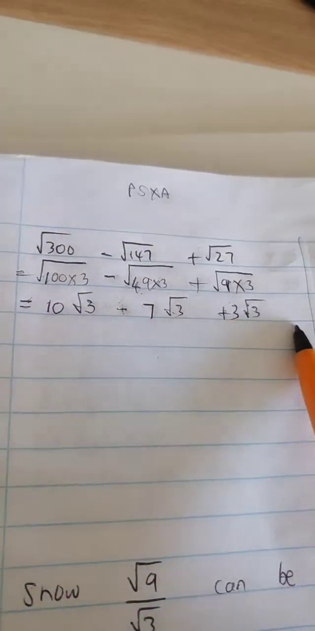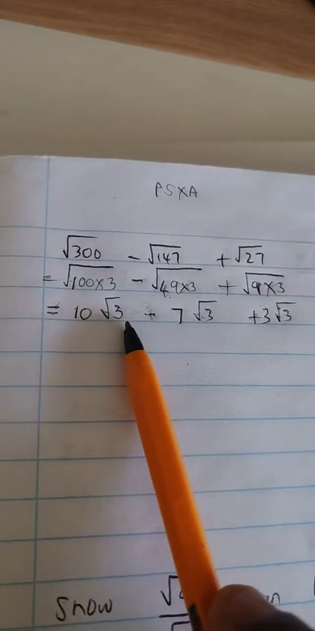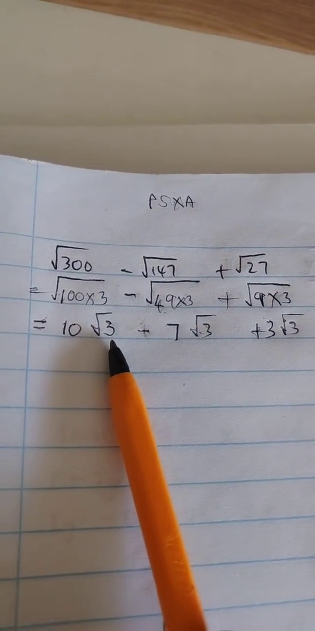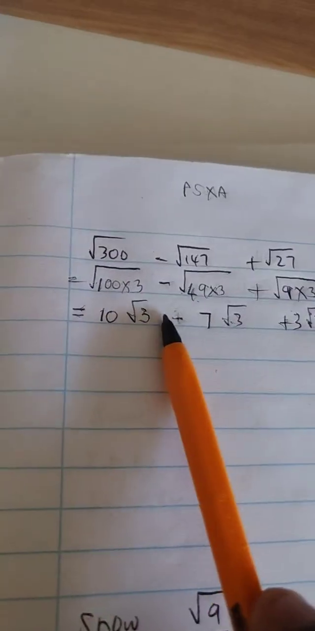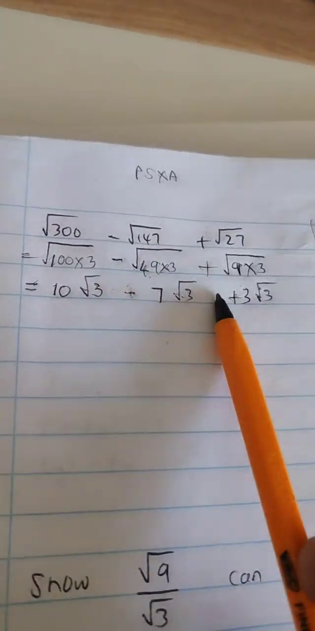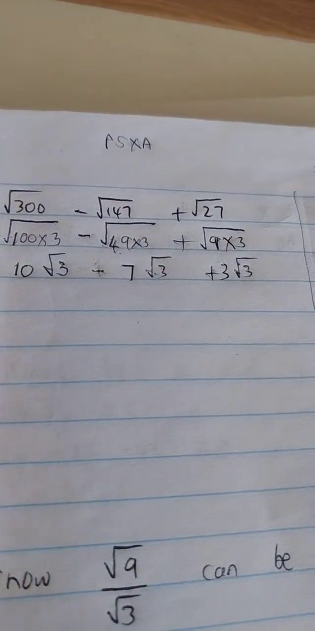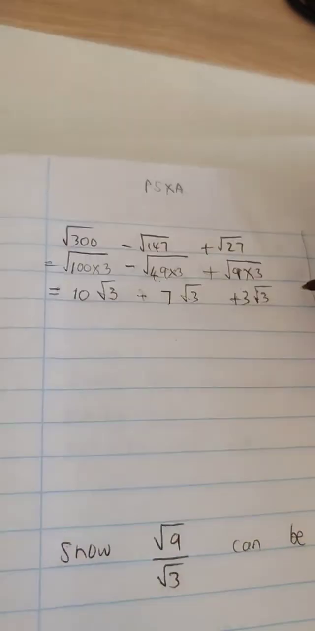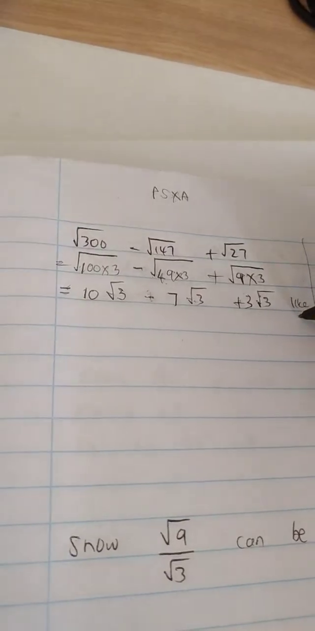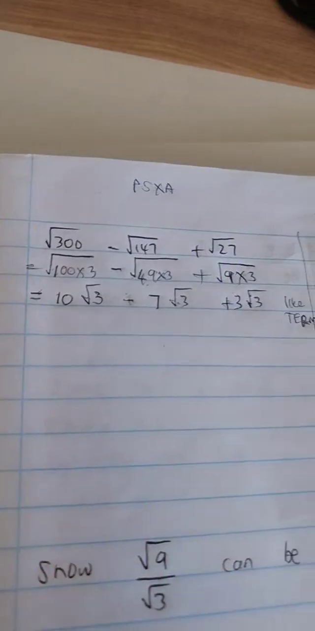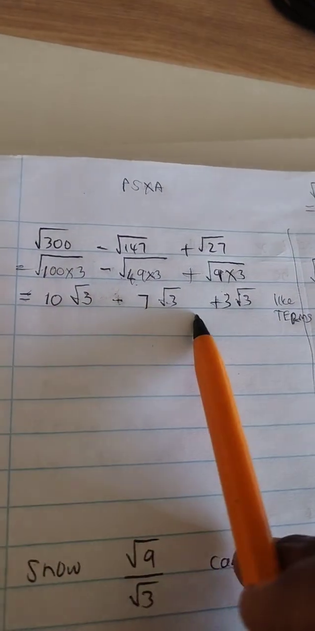What do we now have here? We have what we call like terms. Why do we say we have like terms? We have 1, 2, 3 terms. Root 3, root 3, root 3. That says the terms are the same, are alike. These are like terms, and we've established that based on our knowledge.